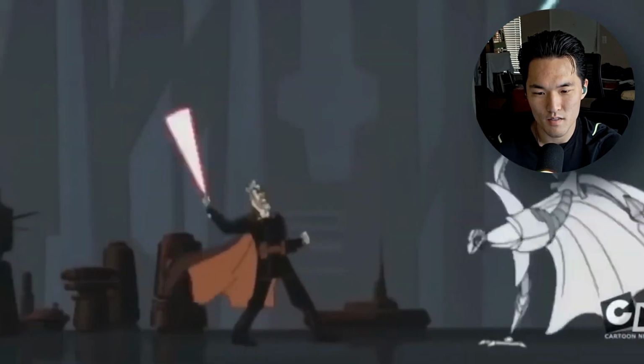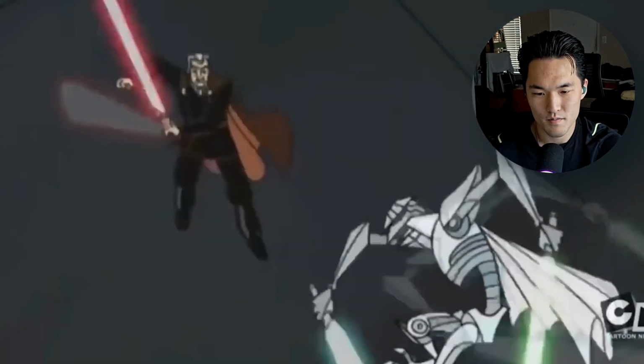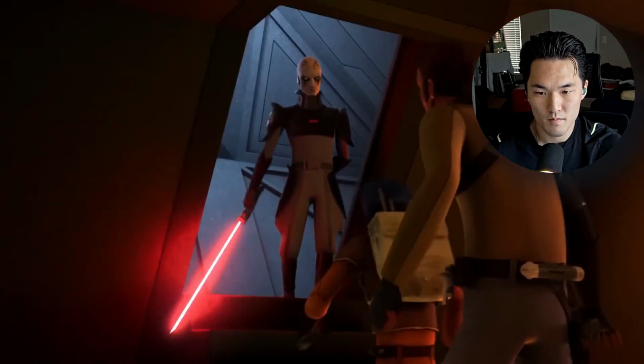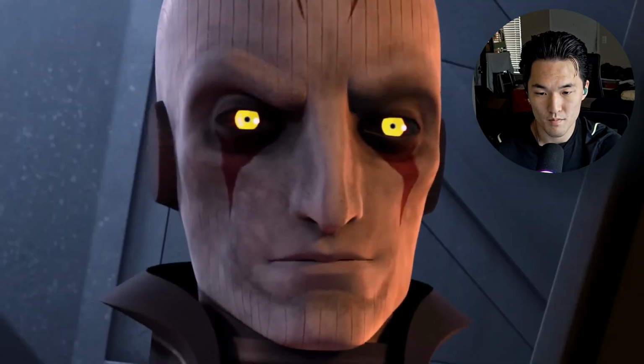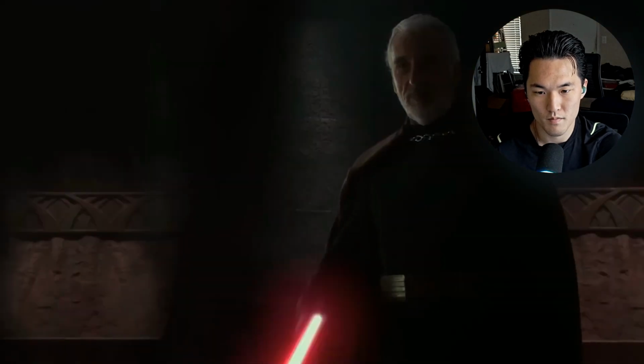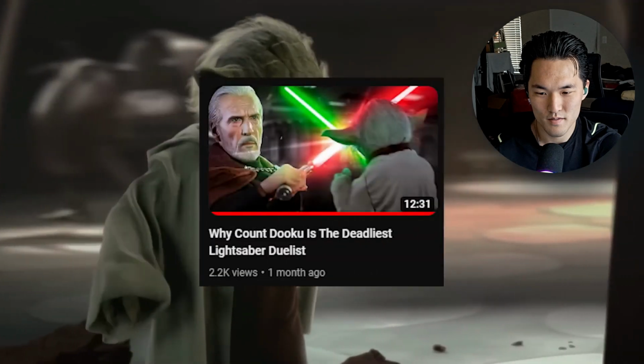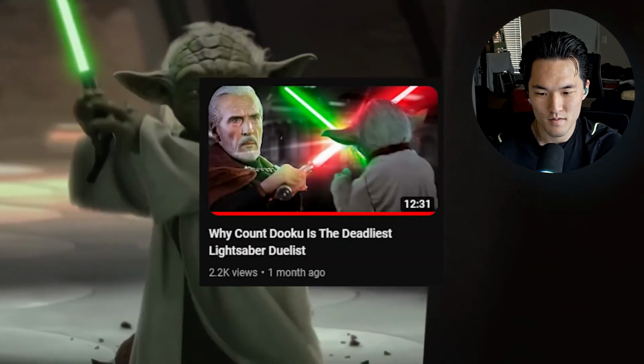There are plenty of well-known Form 2 practitioners, including the likes of Jedi Master Ki-Adi-Mundi, Asajj Ventress, and the Grand Inquisitor. But if the form had one true master, it was none other than Count Dooku. We explained Dooku's proficiency with Form 2 in our recent video where we broke down why exactly he is such a deadly lightsaber duelist.